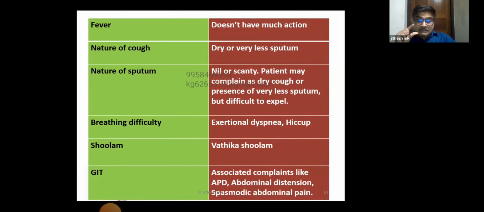Then the main important area is GIT related. Bala, Jiraga and Nagara. Due to the presence of Jiraga and Nagara, the Nayobhaya Kashaya has a very extensive property, or it is very much effective in case of GIT disorders compared to Vyagriyadi or Dasamulagatraya. So in conditions like acid peptic disorder, abdominal distension, spasmodic abdominal pain, etc., this Nayobhaya is very effective. And if the patient complains of dry cough along with abdominal distension, you can select this Nayobhaya.